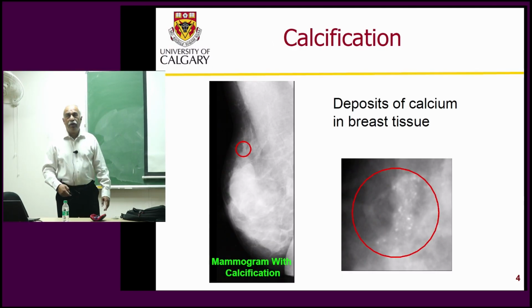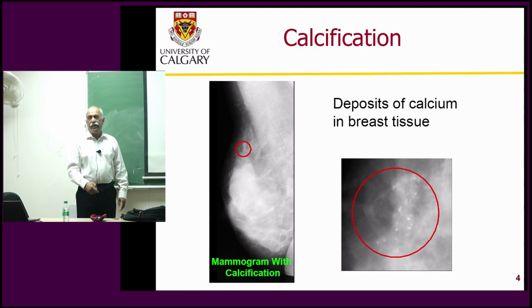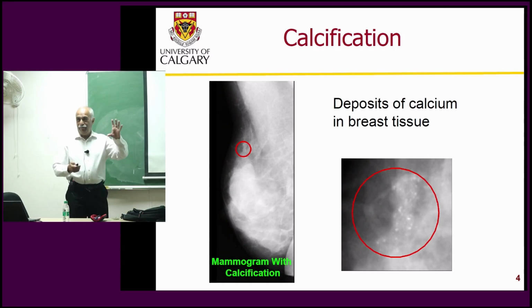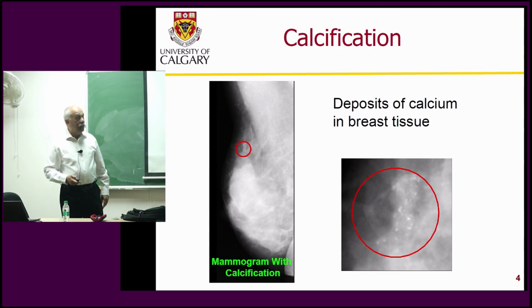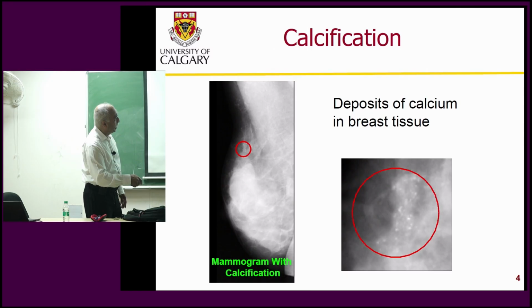Calcifications, or what are also called microcalcifications, could be very small. I showed some pictures earlier, but they were zoomed in. If you look at this image, it's very hard to see these calcifications. If you zoom, you can see these bright spots.